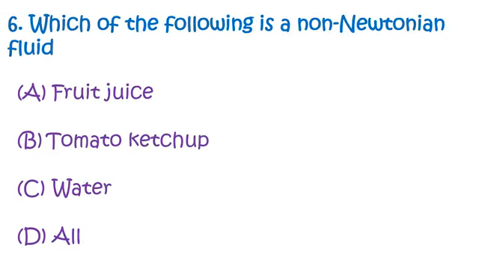Question number 6. Which of the following is a non-Newtonian fluid? Options are option A fruit juice, option B tomato ketchup, option C water, option D all. Correct answer is option B tomato ketchup.